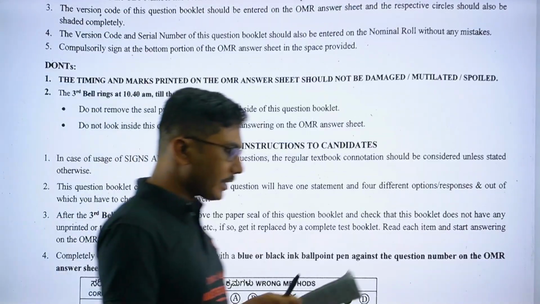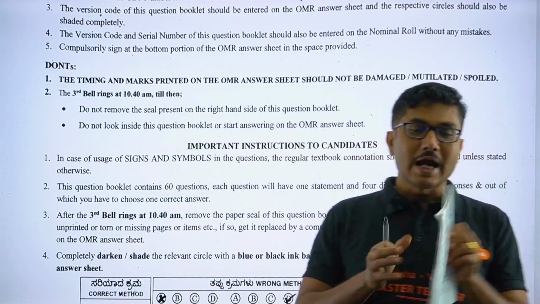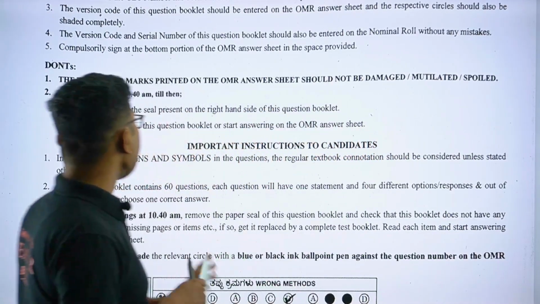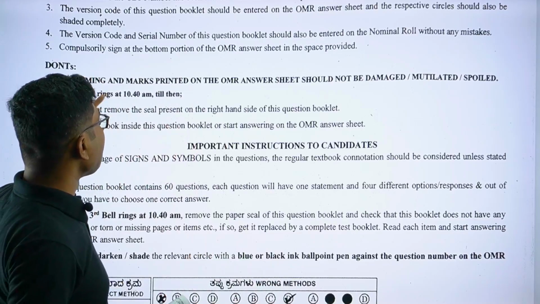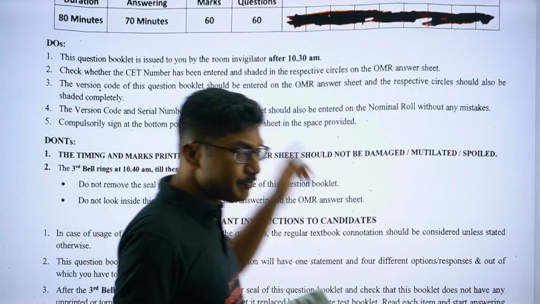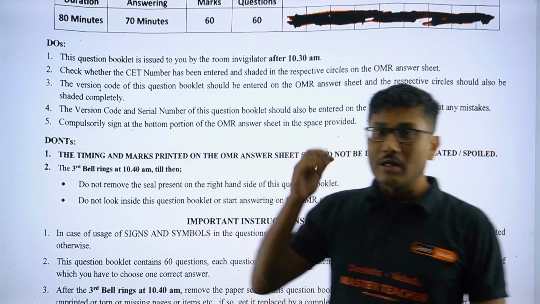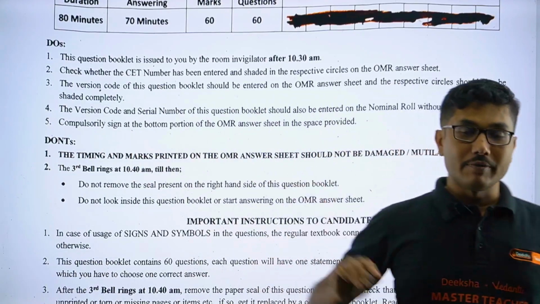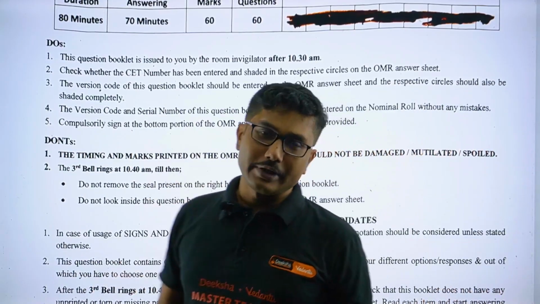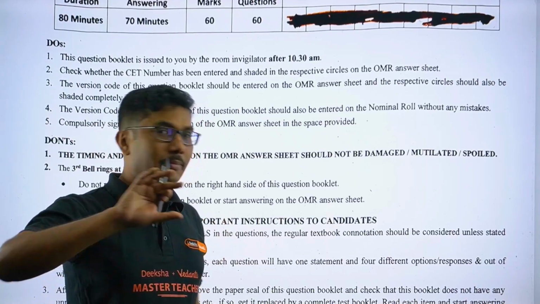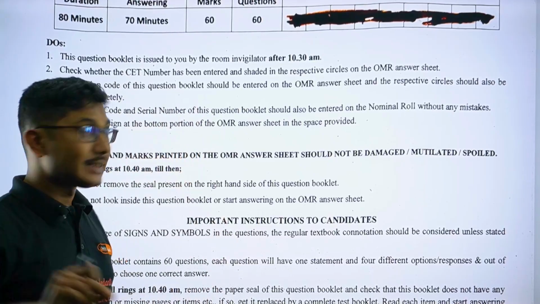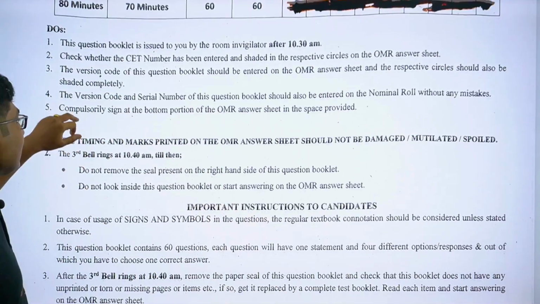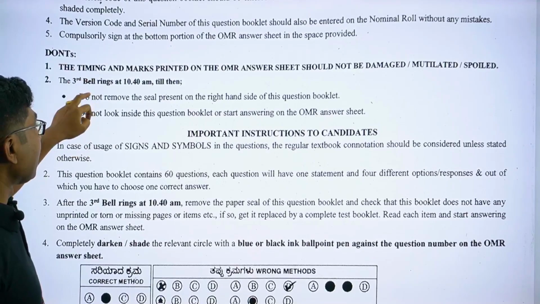From one side, if you open the question paper, it is English, and from the other side the exact same guidelines are written in Kannada. You will get the OMR sheet at 10:30. You will get 10 minutes to fill the OMR sheet with your roll number and the exact details of everything. That will be given to you at 10:30. You have to fill that out, and then exactly at the third bell you will be given the question paper.